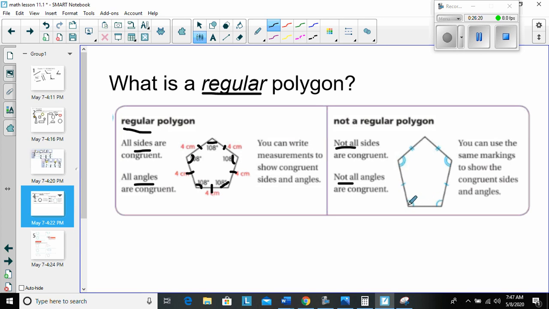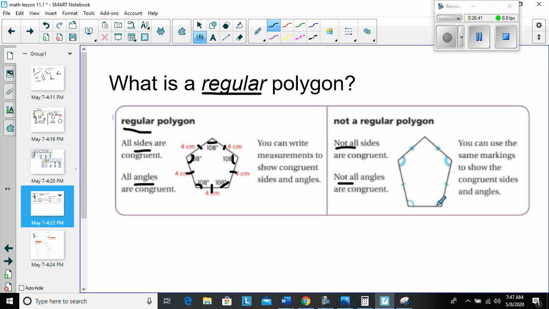So these two are the same. But then we do the same thing. If we find another angle later on that's not the same as the other ones, we have to mark it differently. And so we put double arcs. See how this one has double arcs and this one has double arcs? So that means these two are the same as each other, but these two are not the same as these two.